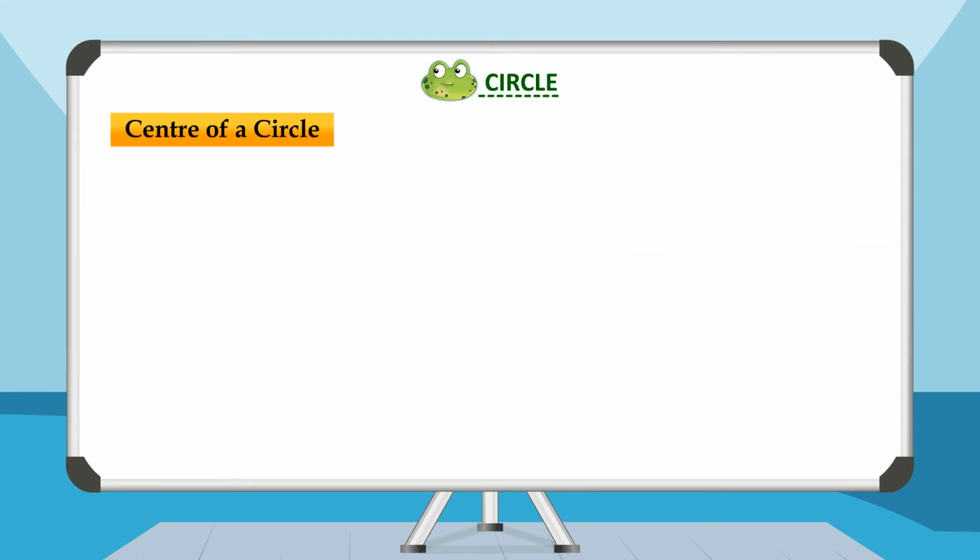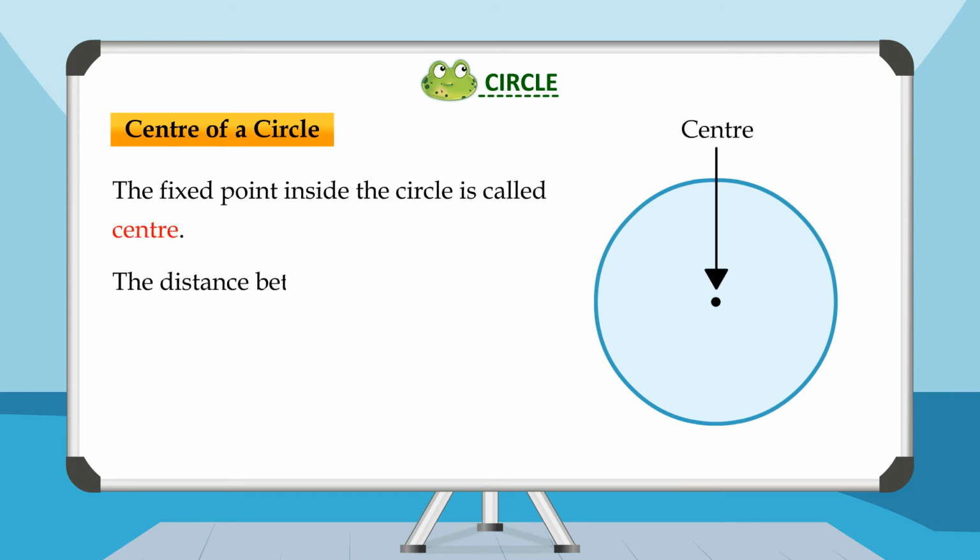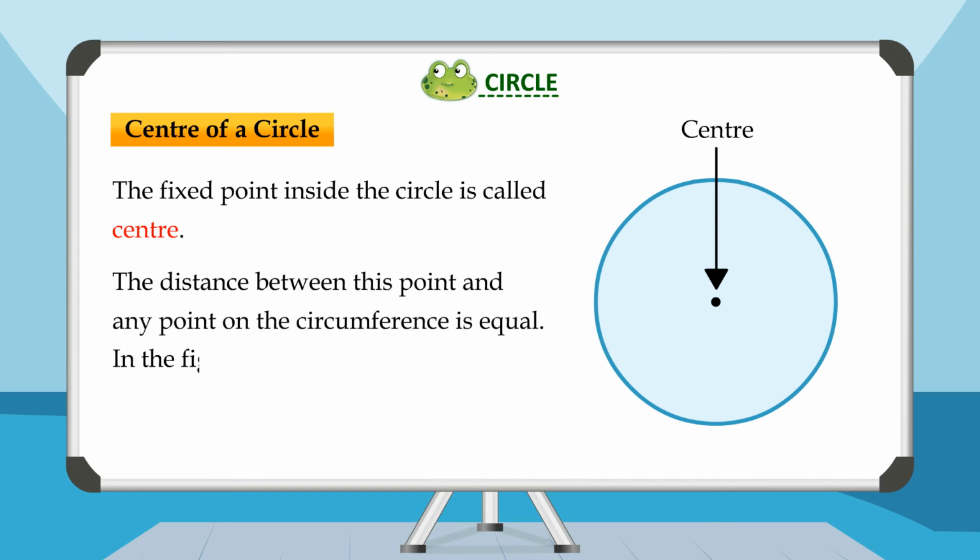Center of a circle. The fixed point inside the circle is called the center. The distance between this point and any point on the circumference is equal. In the figure, O is the center of the circle.